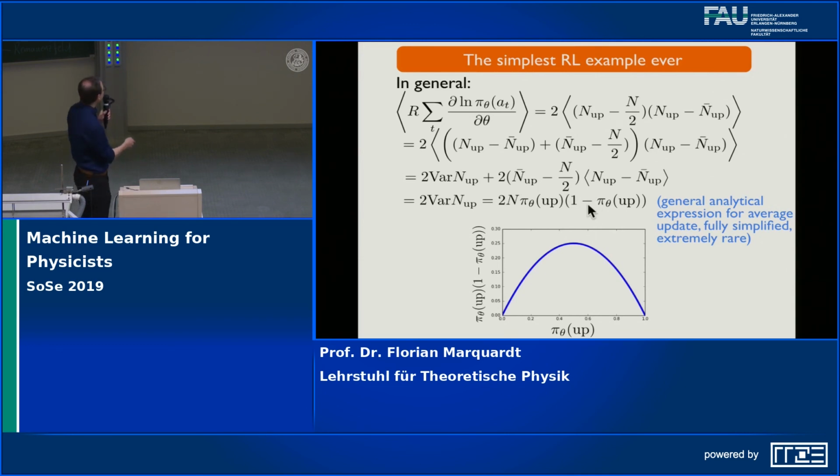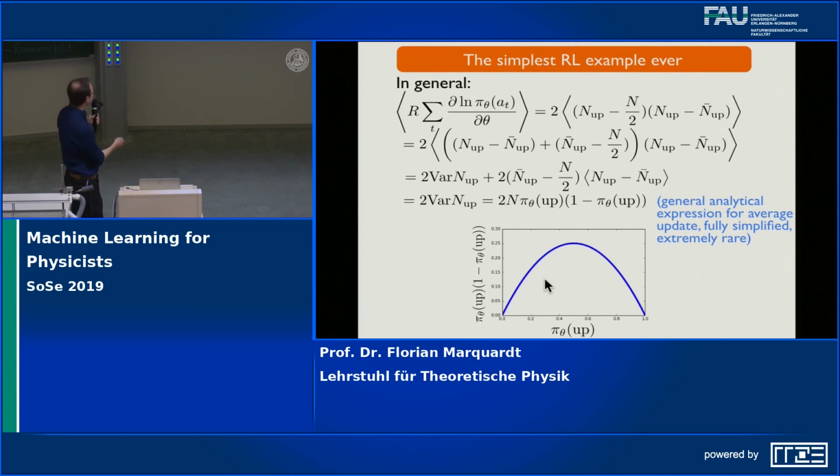And just to display this function here, I display the right-hand side as a function of the probability to move up. 1/2 was where we imagined we started. You see it's positive. It's actually always positive because it's always a good idea to improve this probability because we always want to move up.